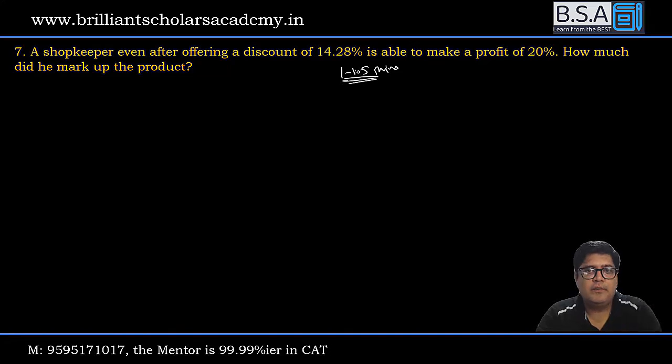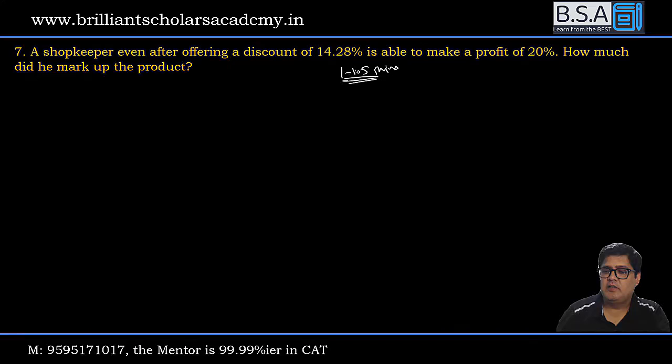Now recall that hint. Marked price, you offer discount. Cost price, you offer profit. They both meet where? They both meet at selling price. So this kind of question can be best solved by simply equating prices. Single ratio में आपका आंसर आ जाएगा.